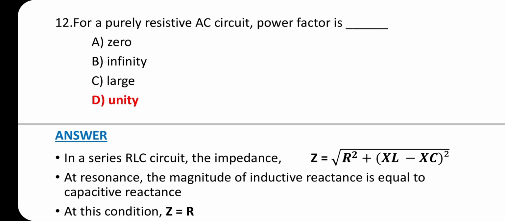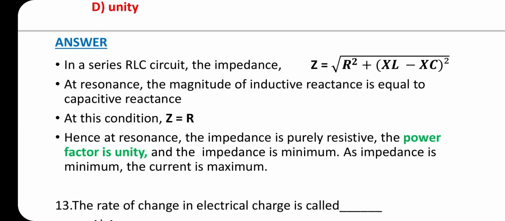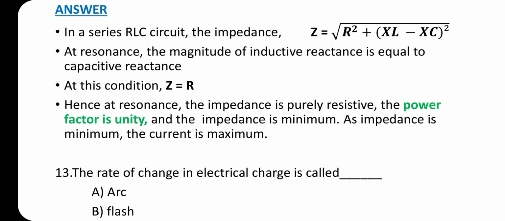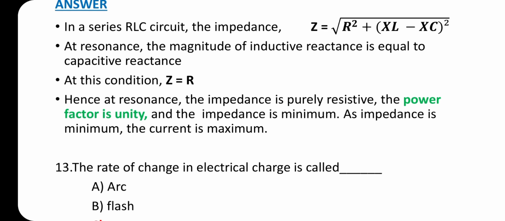For a purely resistive AC circuit, the power factor is, answer is option D, unity. In a series RLC circuit, the impedance Z equals the square root of R squared plus (XL minus XC) whole squared. At resonance, the magnitude of the inductive reactance is equal to the capacitive reactance. At this condition, Z equals R. Hence, at resonance, the impedance is purely resistive. The power factor is unity and the impedance is minimum. As impedance is minimum, the current is maximum.